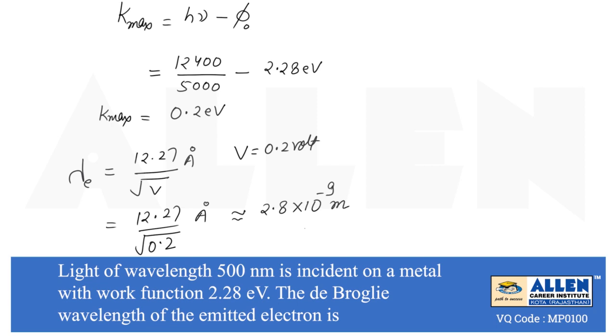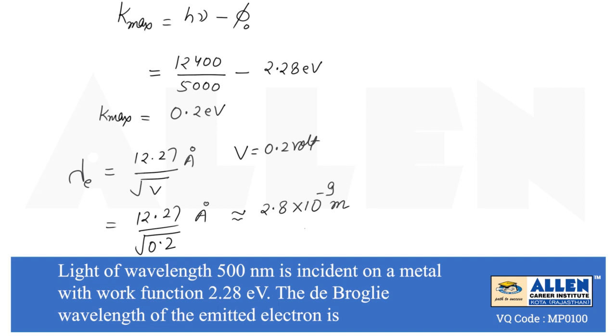Now I have to check the options. Option number 1 is 2.8 into 10 raised to power minus 12 meter, that is wrong. Option number 2, 2.8 into 10 raised to power minus 10 meter, that is also wrong. But in option number 3, it is given 2.8 into 10 raised to power minus 9 meter, and the fourth option is also given 2.8 into 10 raised to power minus 9 meter. So I have to check which option is correct.